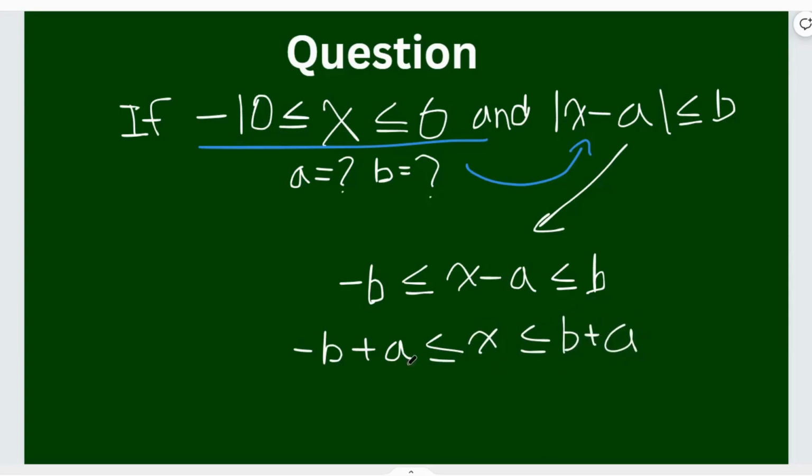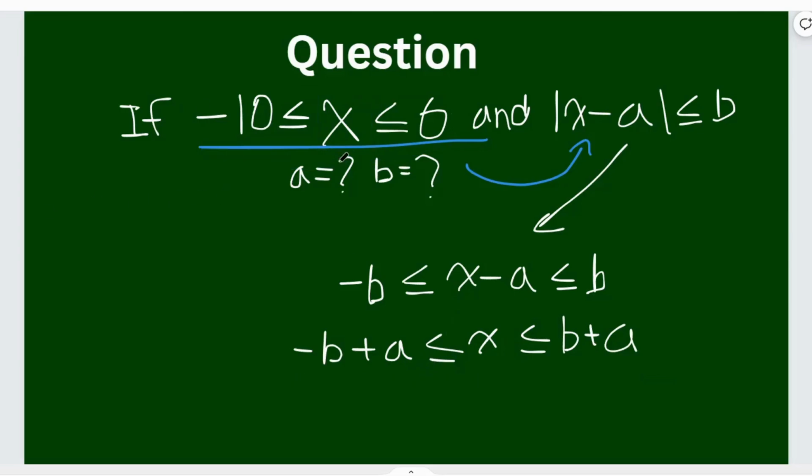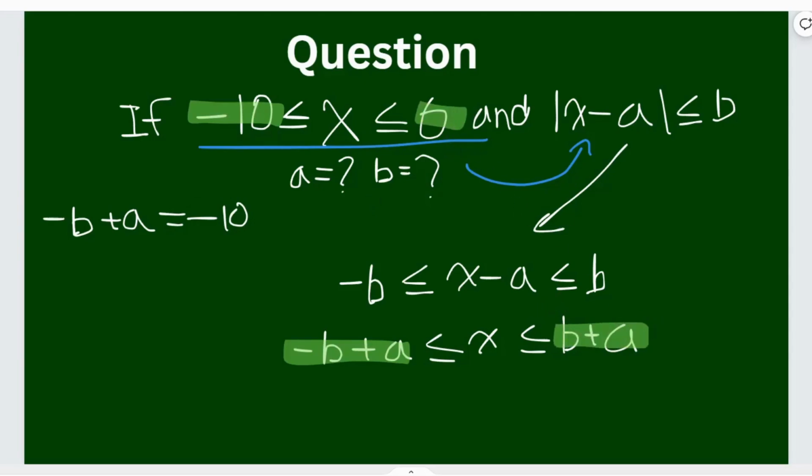Okay, so now if you take a look at this inequality and this inequality, you realize that x is in the middle of both. So we just do a comparison. By comparison, we see that negative b plus a is equal to negative 10. And again by comparison, b plus a is equal to positive 6. So now we have to solve for a and b. There are two unknowns and two equations.